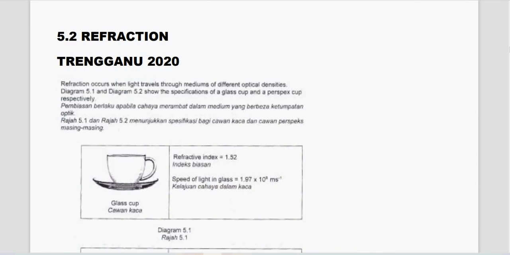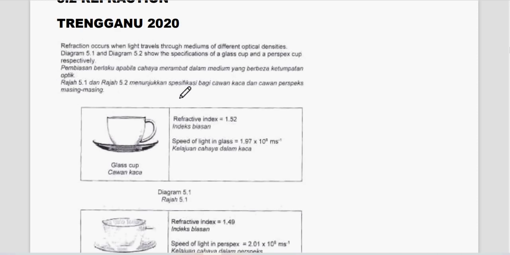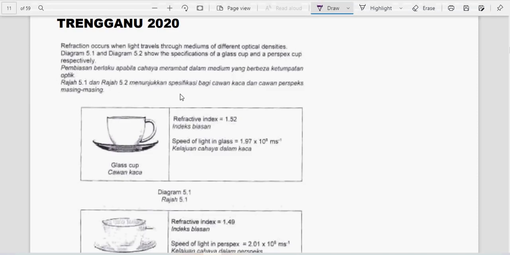Okay, we move on to refraction. Okay, so refraction. This is for Terengganu paper 2020. So can see here, refraction occurs when light travels through a medium with different optical density. Okay, already mentioned. So diagram 5.1 and 5.2 show the specification of the glass cup and the perspex cup respectively. So can see here.